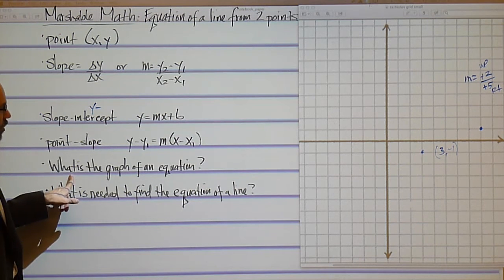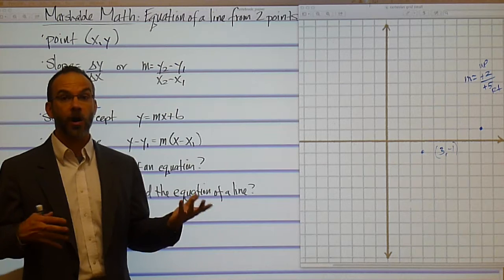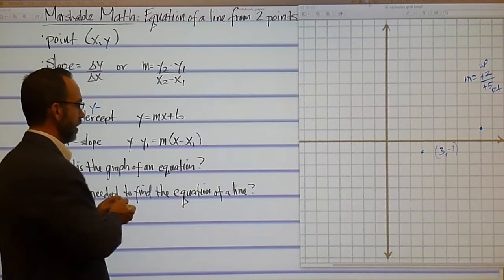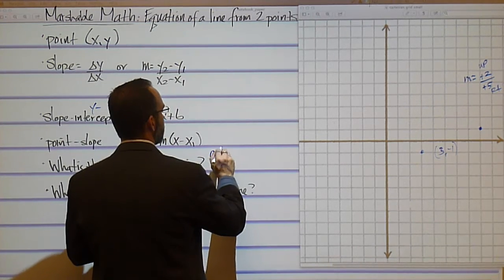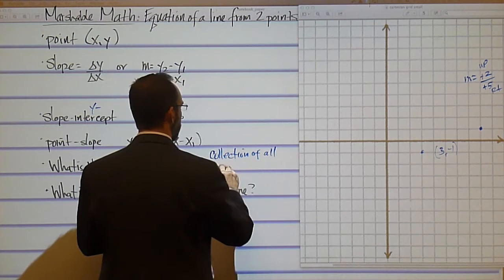Next one, what is the graph of an equation? Okay, it's actually the collection of all the solution points to that equation. So it is the collection of all solution points.